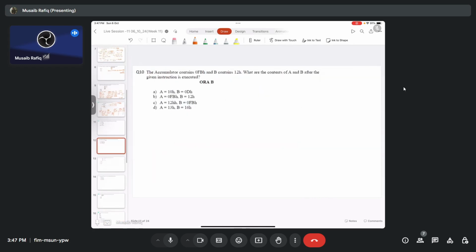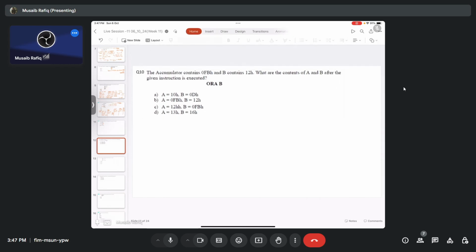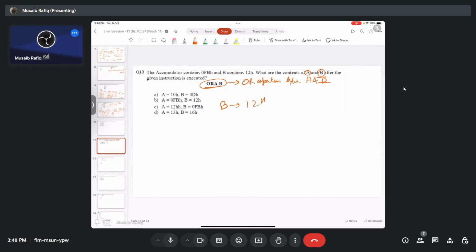So now question number 4. The accumulator contains FB hex and B contains 12 hex. What are the contents of A and B after the given instruction is executed? A is your accumulator and B is your general purpose register. The instruction is ORA B, that is an OR operation between accumulator contents and B. So B gets loaded with 12 hex, A gets loaded with FB hex.